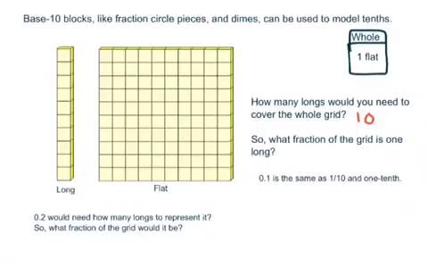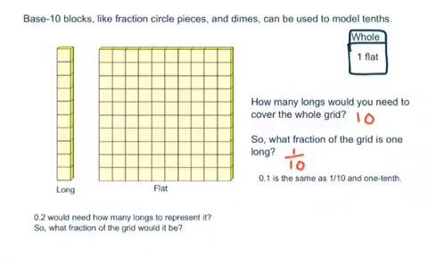So if that's the case, what fraction of the grid is 1 long? Hopefully you would say it's 1 out of the 10 it would take to cover the whole thing. That being said, make sure you get that 1/10, written like this, is the same as this, and it's the same as this. So I can write 1/10 any of these ways. It all means the same thing. Make sure that is in your notes. You want to be sure you get that.